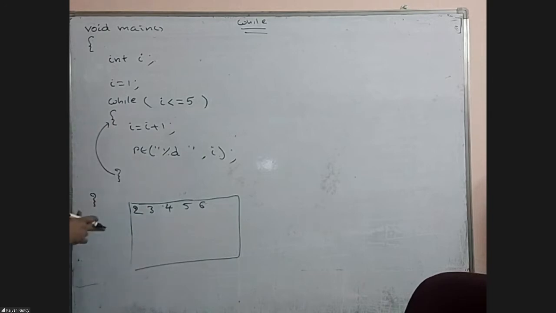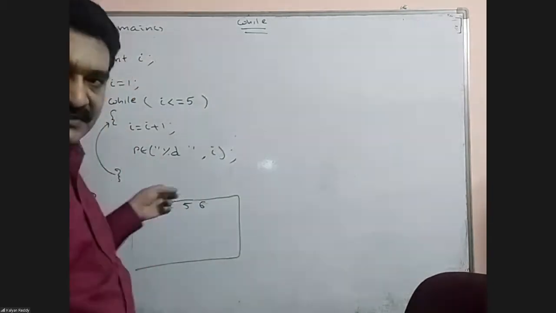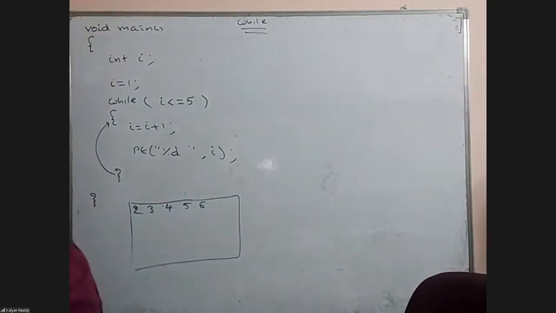Now the loop repeated 5 times. Previously also 5 times, but previously the output was 1 2 3 4 5. Now the output is 2 3 4 5 6. It depends on our requirement. If you construct the code like this, output is 2 3 4 5 6.